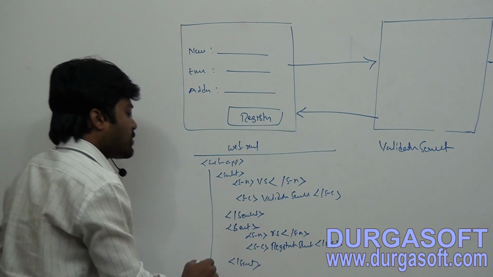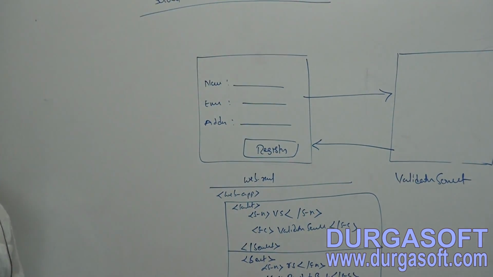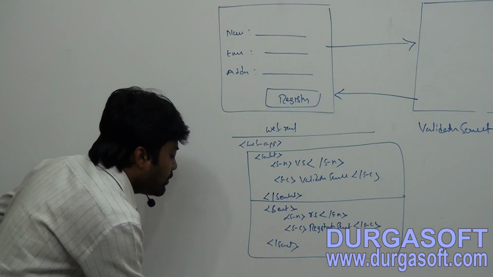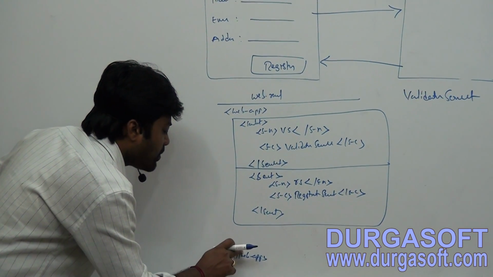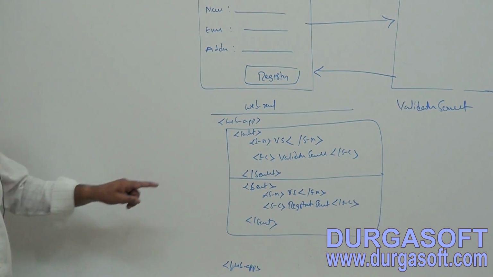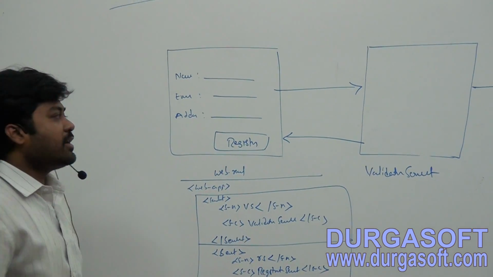Okay, we have two servlet configurations here. One servlet is the validation servlet and one servlet is the registration servlet. Whenever you want to forward your request to the validation servlet, we need to configure a URL pattern. When I submit this first form, the first request needs to go to the validation servlet.